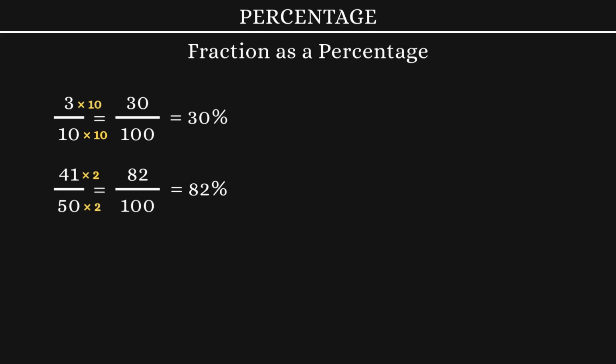But what if you have a fraction like 2 by 3? It's quite complicated to make the denominator 100. In this case, we'll first convert this fraction to a decimal. We get a recurring decimal 0.666. Now converting this decimal to a percentage becomes easy. You just have to move the decimal point 2 places to the right. Rounding off, we get 66.67%.